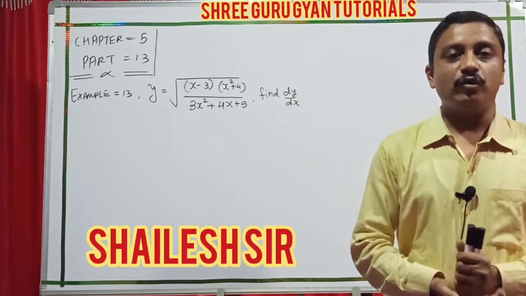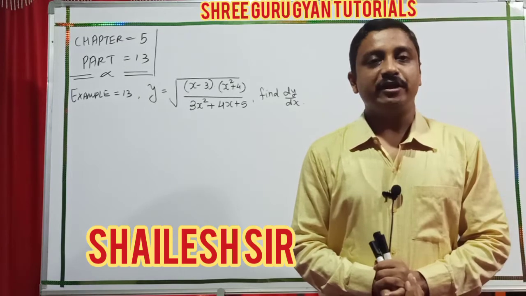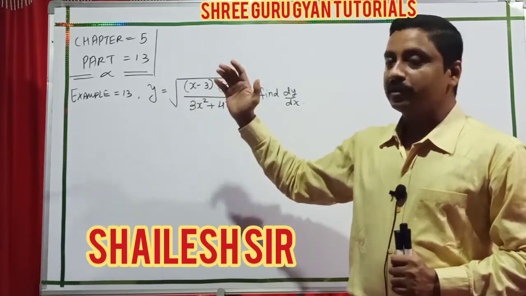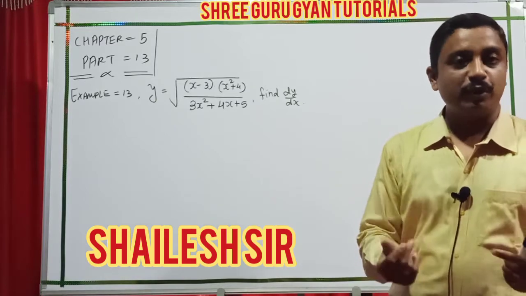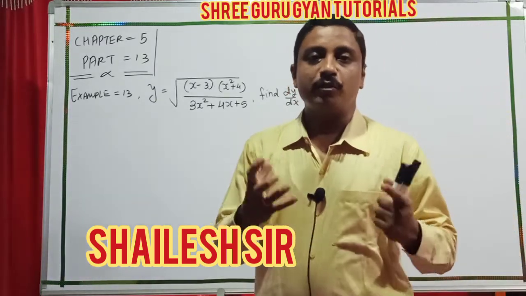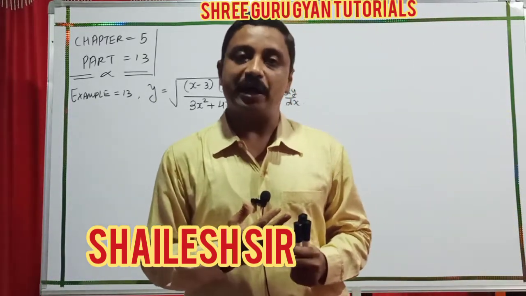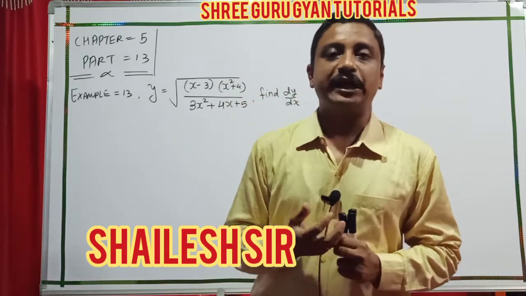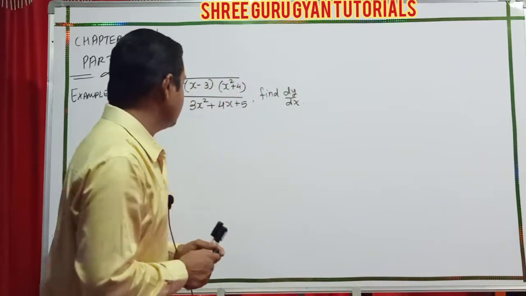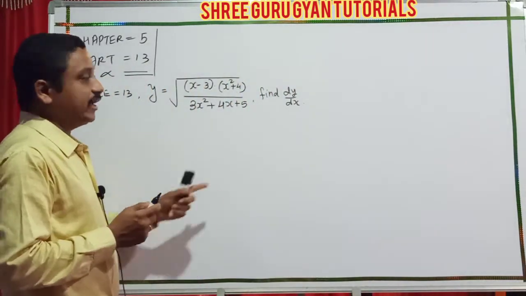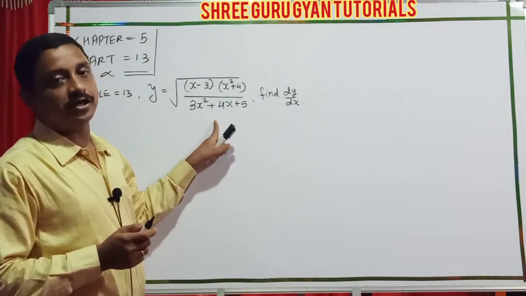Students, today I am going through chapter 5, derivatives, example number 13. This property is our logarithm property, and I already explained all the logarithm properties in the last part. So here I am going to do these types of numericals in the derivative section. In example 13, find dy by dx for this whole term.